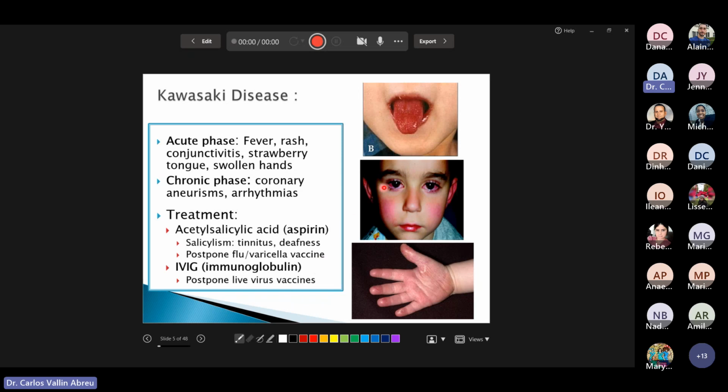Enanthema means that the mucosa, where is mucosa? In the mouth, inside the mouth, there is mucosa. In the eyes, we have mucosa. Also in the genitals and the anus, we have mucosa. So yes, the mouth, the lips, the tongue, the eyes, and the genitals can become inflamed. An inflammation of the mucosa appears. So there is a mucositis.